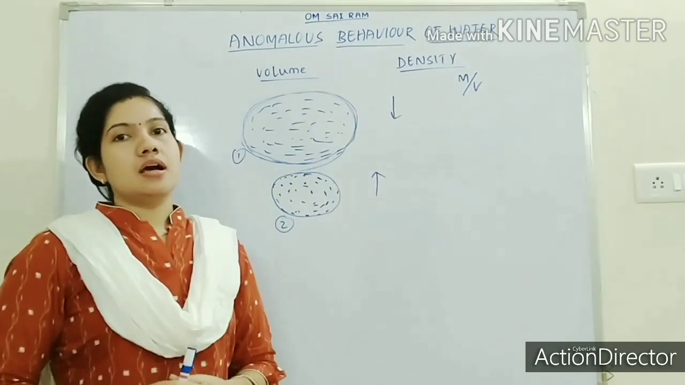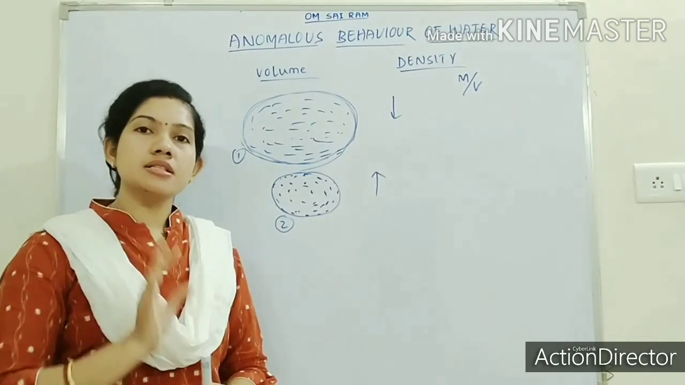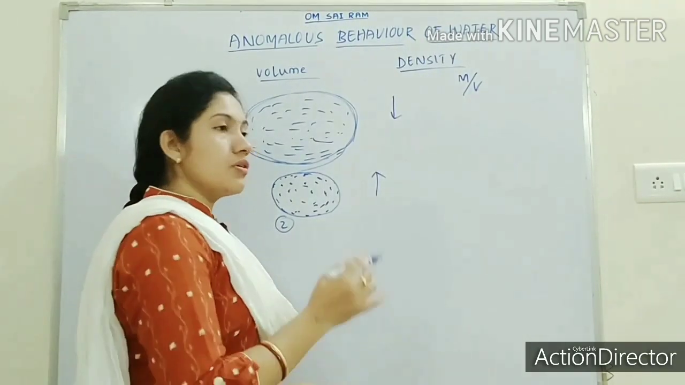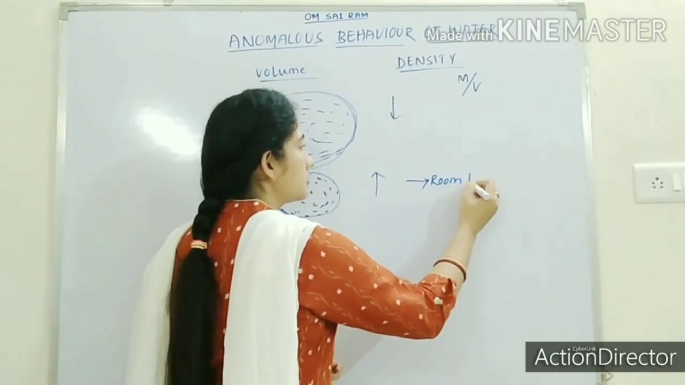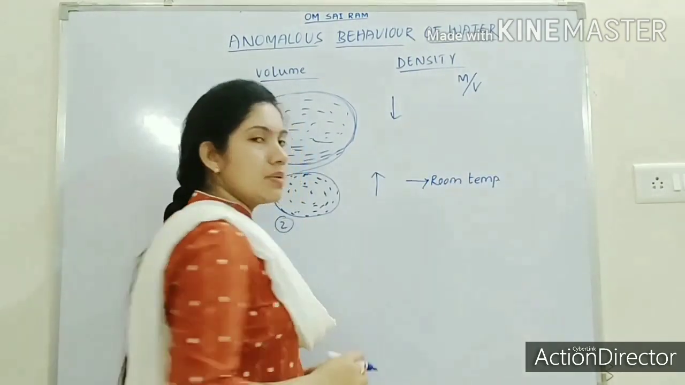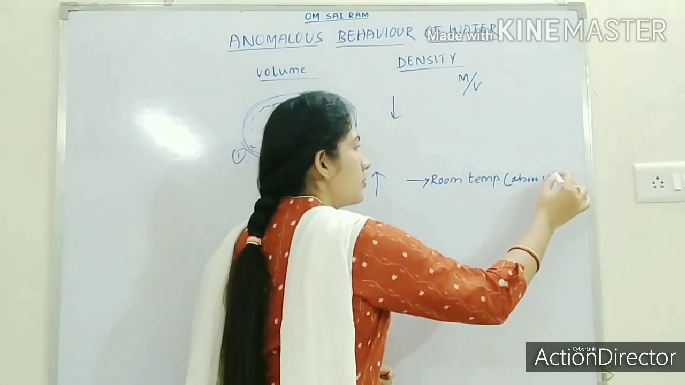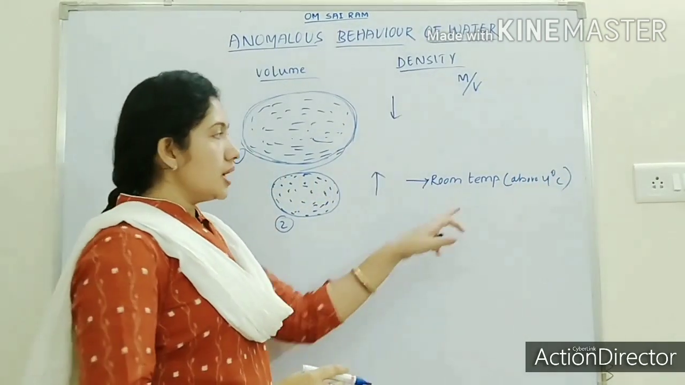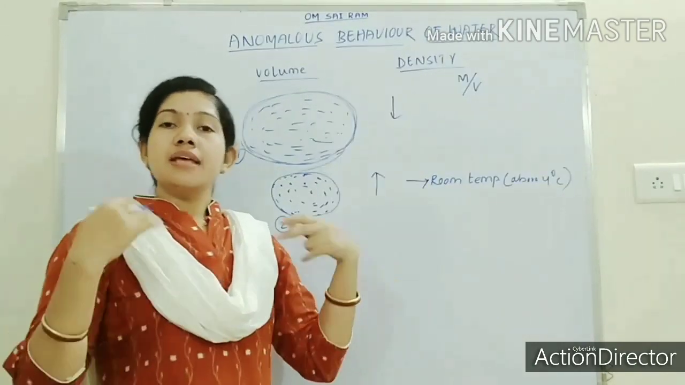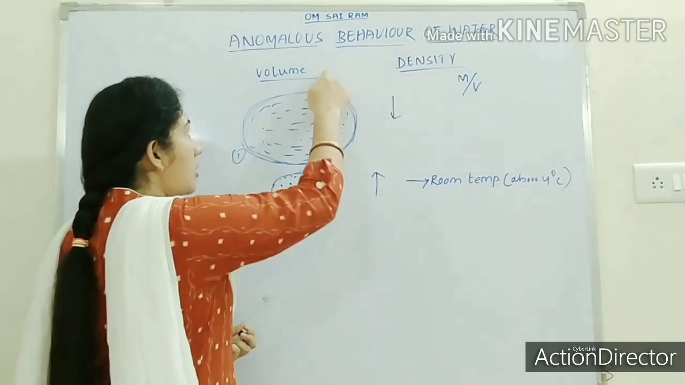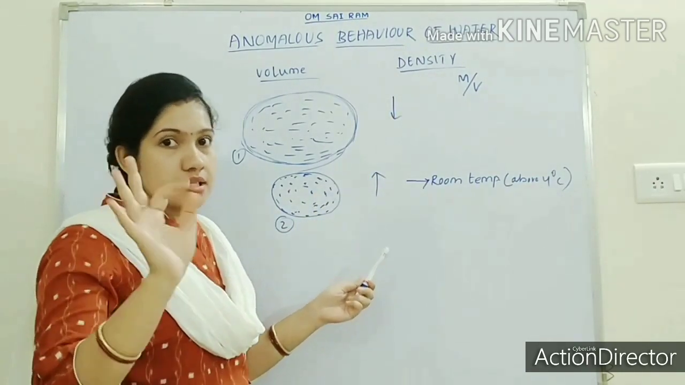Now let us discuss our topic, that is anomalous behavior. Anomalous behavior of water is a special tendency of water where, if we cool down water at room temperature, generally here we can write above 4 degrees Celsius, its area or volume will decrease and density will increase. Listen to it carefully.